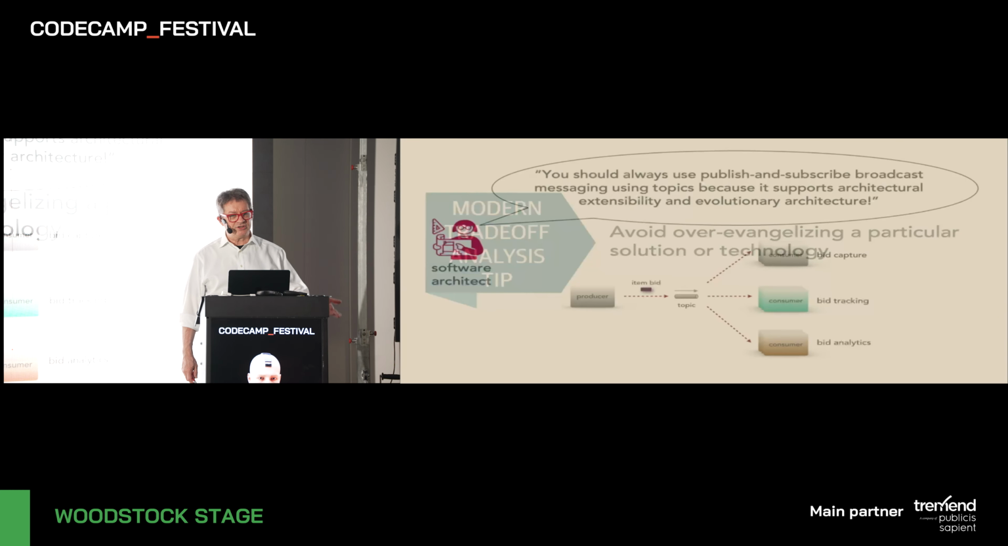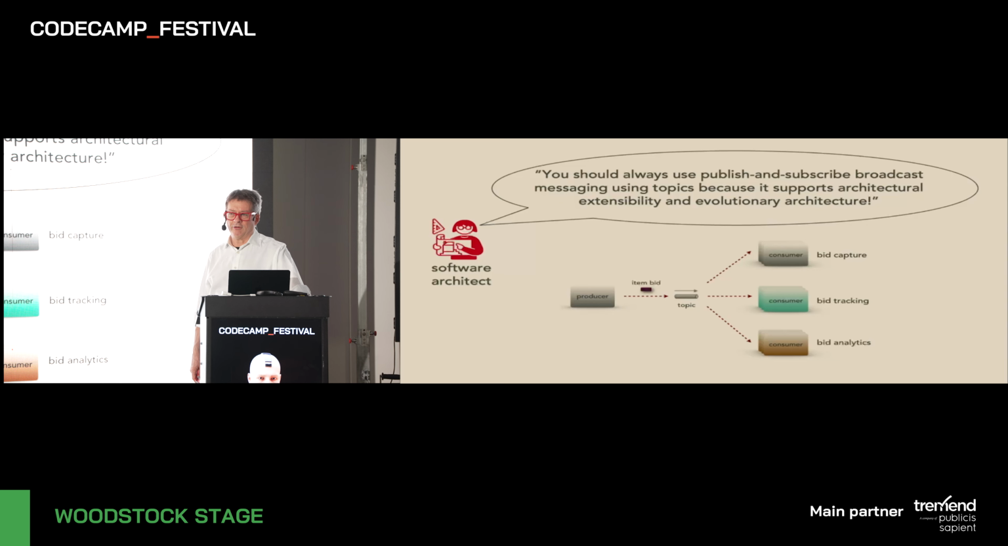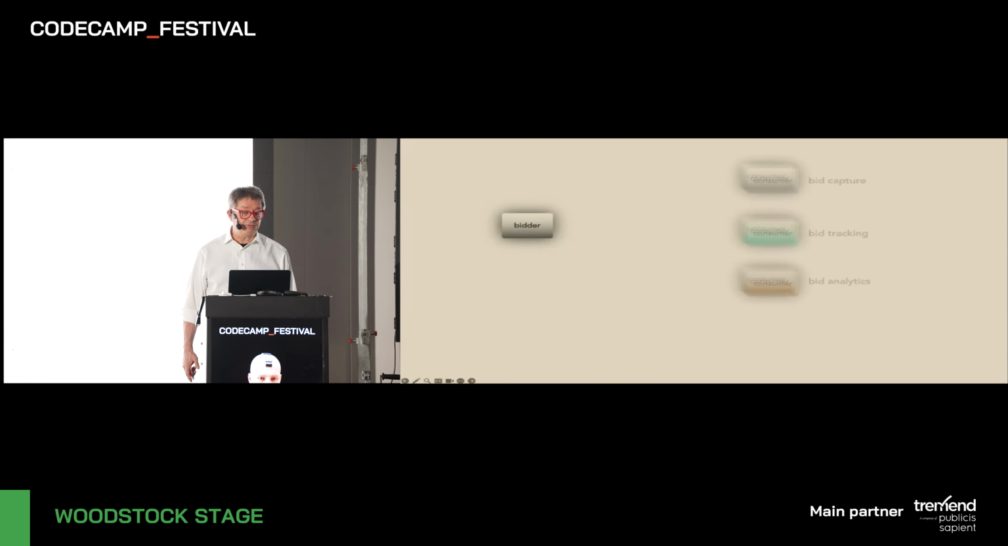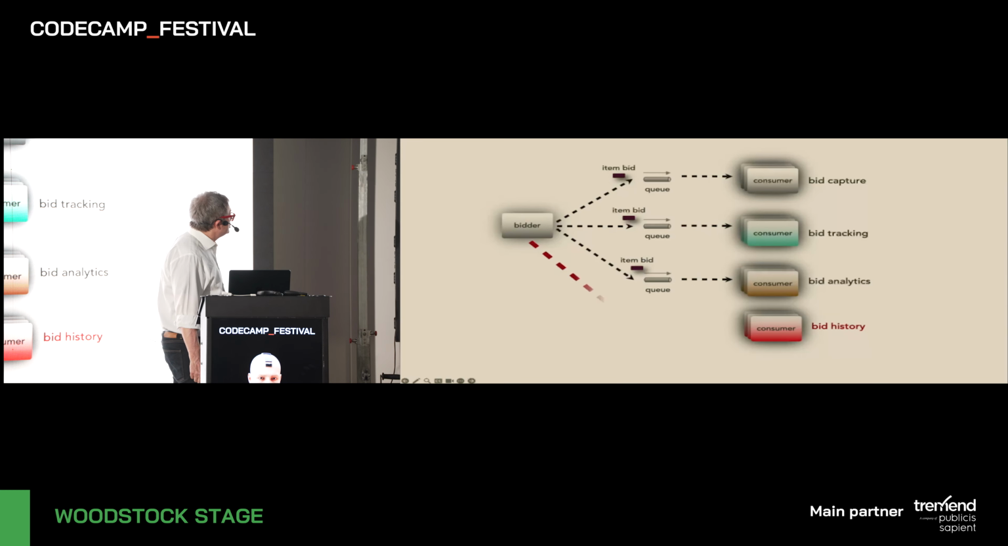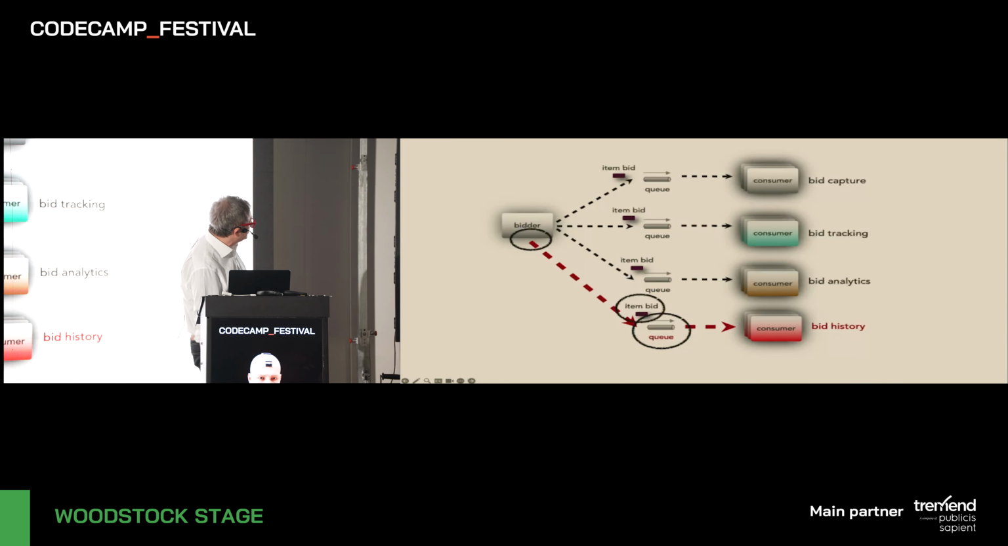And there's another danger, which is this. You have a software architect who falls in love with a particular kind of architectural solution. We should always use publish and subscribe broadcast messaging using topics rather than queues, because it supports architectural extensibility and evolutionary architecture better. And here's what I mean by that. If I'm building this interactive workflow using individual queues and I want to add a new consumer, that means I have to add the consumer and I have to add a new queue and I have to change the bidder and I have to build a new contract.